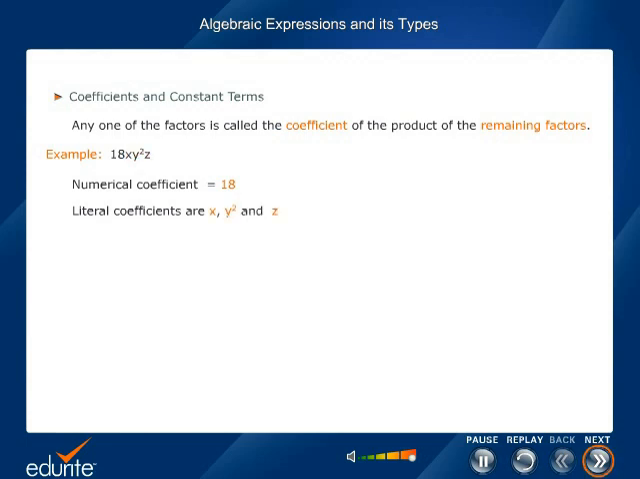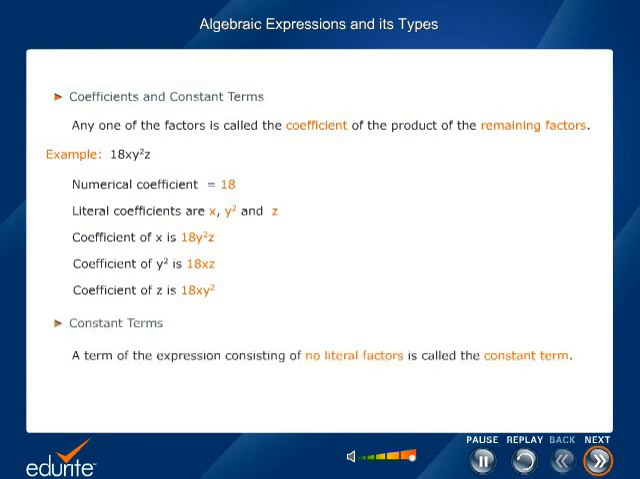Note that the coefficient of x is 18y square z. The coefficient of y square is 18xz. The coefficient of z is 18xy square. Constant terms. A term of the expression consisting of no literal factors is called the constant term. For example, in the expression p minus 3q plus 9, the constant term is 9.